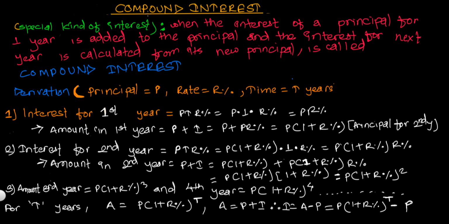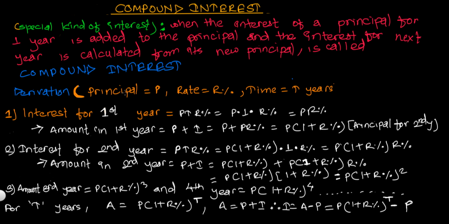Now let us talk about compound interest. This is a special kind of interest. When the interest of the principal for 1 year is added to the original principal and then the interest for the next year is calculated from its new principal, this special kind of interest is compound interest. So in this kind of interest, the principal is revised every year and then the interest is decided.